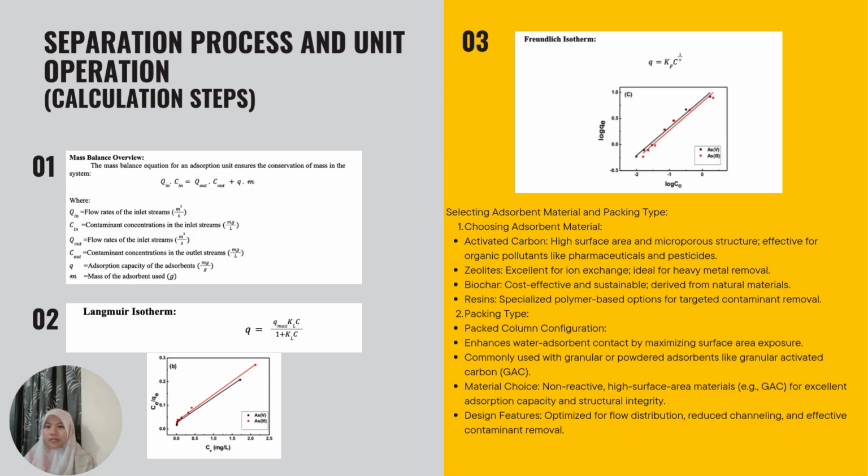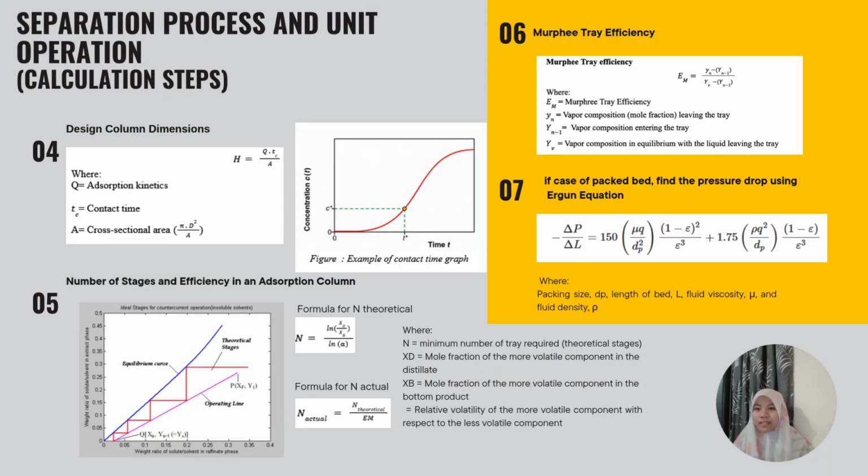For the calculation steps, first we write the mass balance overview. Next, we choose the equation, which is to use the Langmuir isotherm or the Freundlich isotherm. For the Langmuir isotherm, q equals q max K_L C over 1 plus K_L C, and this is the graph. For the Freundlich isotherm, q equals K_F C to the power of 1 over n, and this is the graph. Next, we select the adsorbent material and packing type. For the next calculation step, we find the design column dimension, H equals QT over A, and then we find the number of stages and efficiency in an absorption column. Next, we find the Murphree tray efficiency. If the case is packed bed, find the pressure drop using the Ergun equation as below.